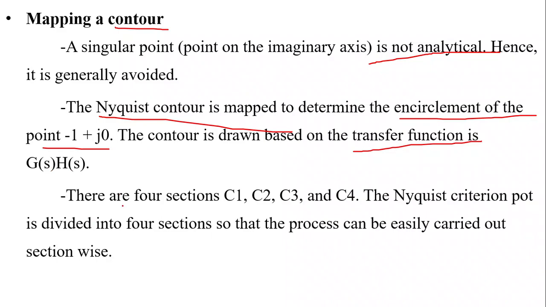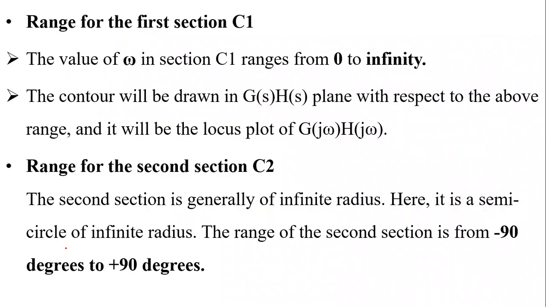In the Nyquist plot, there are 4 sections, namely C1, C2, C3 and C4. The Nyquist contour is divided into 4 sections so that the process can be easily carried out section-wise.